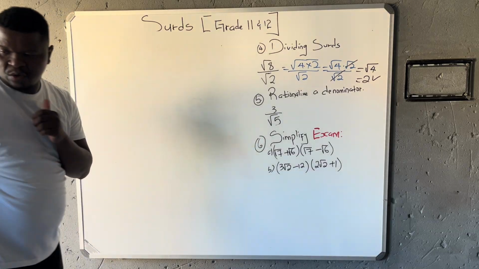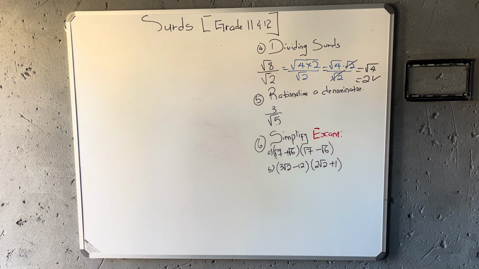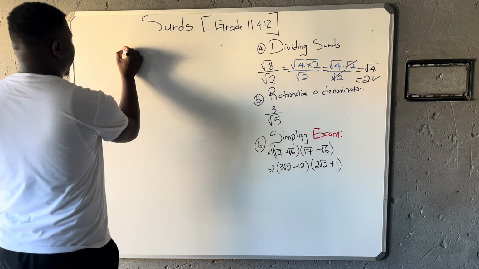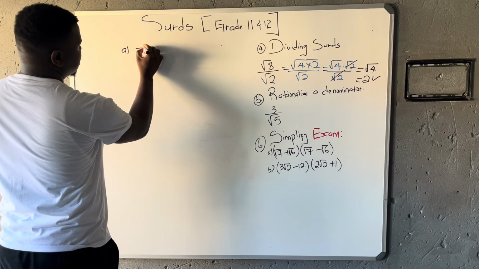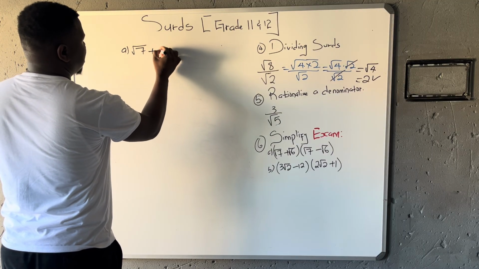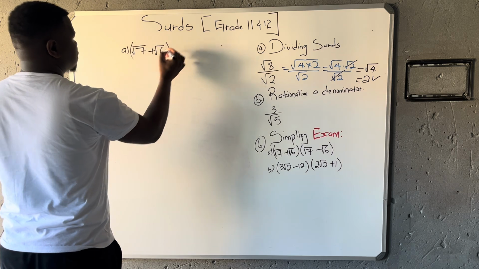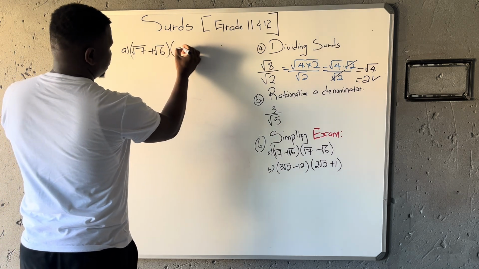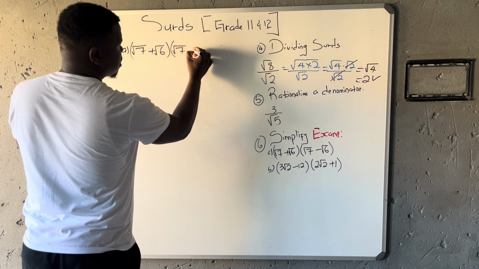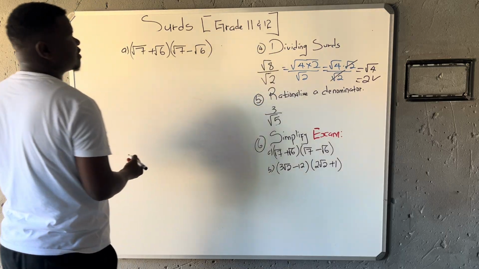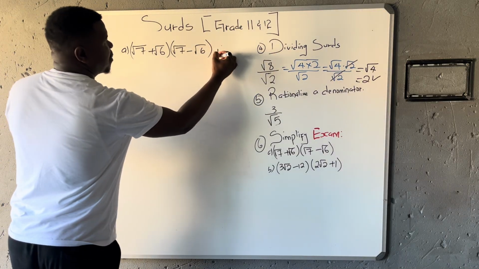Okay, let's move to the next part, which is the last one. It's number 6a, which we skipped. All right, if you check A, it says square root of 7 plus square root of 6 and square root of 7 again minus square root of 6. It doesn't change that. We are still going to apply 4.